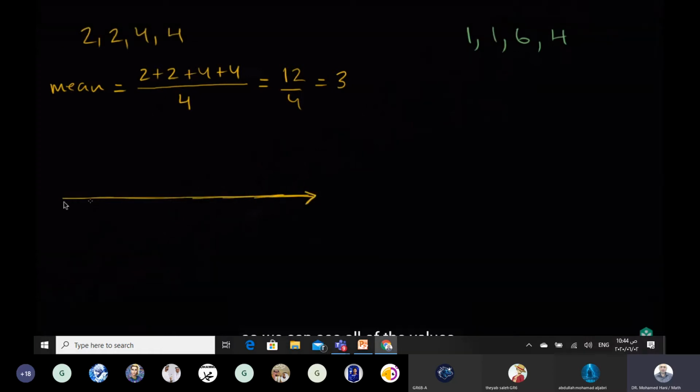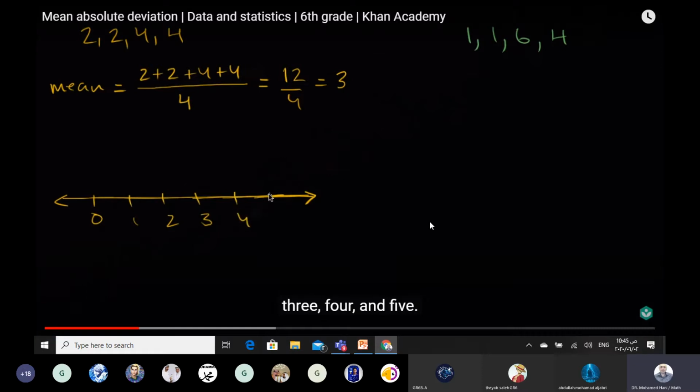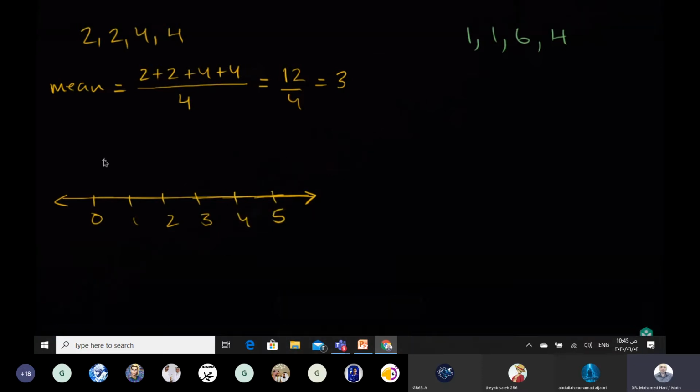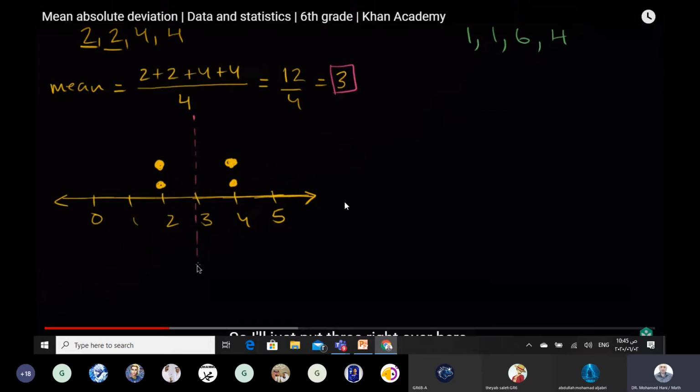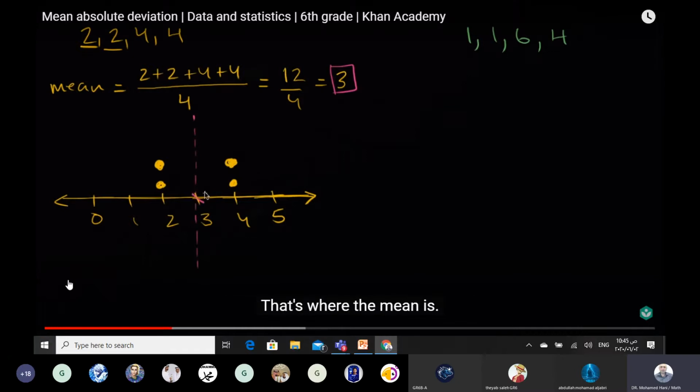So I'll do a little bit of a dot plot here so we can see all of the values. So if this is 0, 1, 2, 3, 4, and 5. And so we have two twos. And so for each of these twos, actually I'll just do it in yellow. So I have 1, 2. And then I'll have another two. I'm just going to do a dot plot here. And then I have two fours. So 1, 4, and another 4 right over there. And we calculated that the mean is 3. The mean is 3, a measure of central tendency. So I'll just put 3 right over here. I'll just mark it with that dotted line. I can show the data using the line plot.